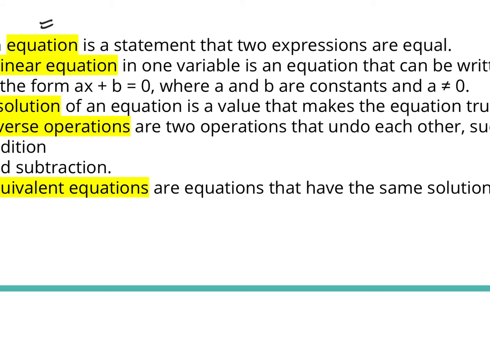A linear equation in one variable is an equation that can be written in the form ax plus b equals 0. In other words, it has a variable part, which is the x, and it has a constant part, which is the b. A solution is when you boil down your entire equation to one single variable equals a number, okay? That is your solution. So if we were to solve an equation and we got x equals 5, 5 becomes our solution. It's the value that makes the equation true.